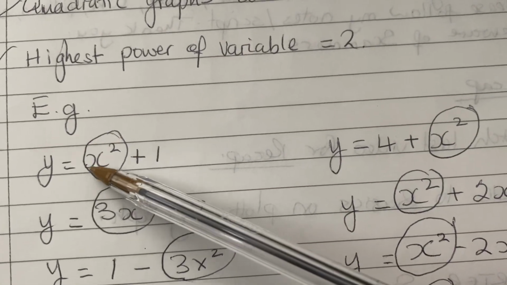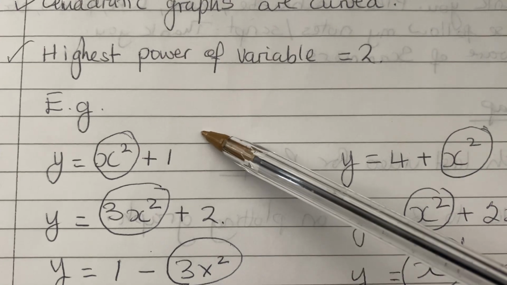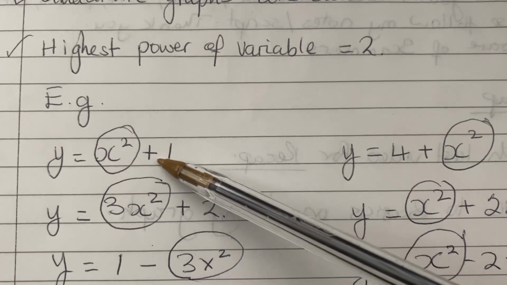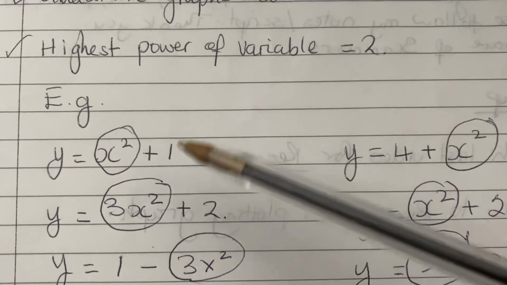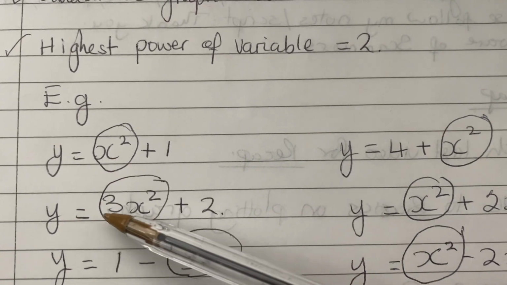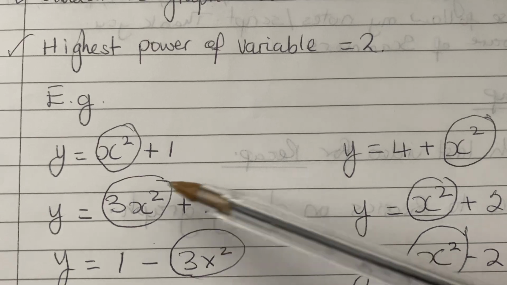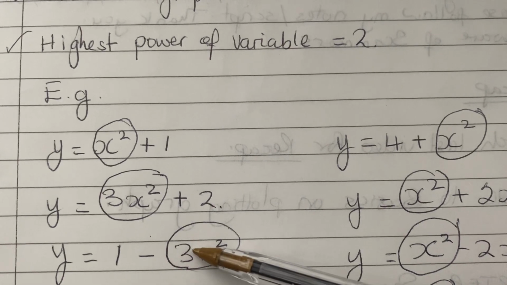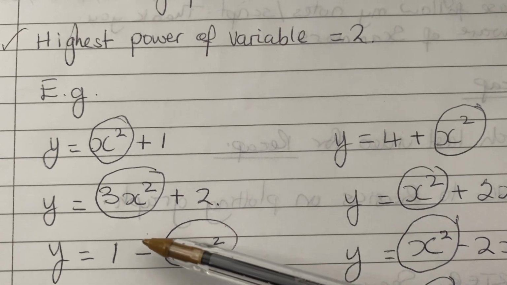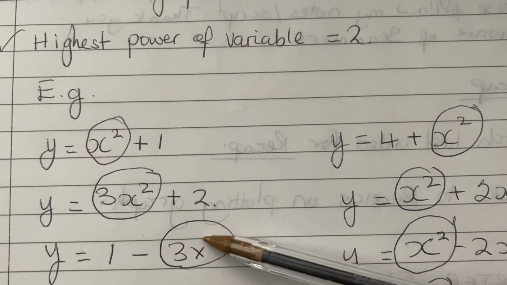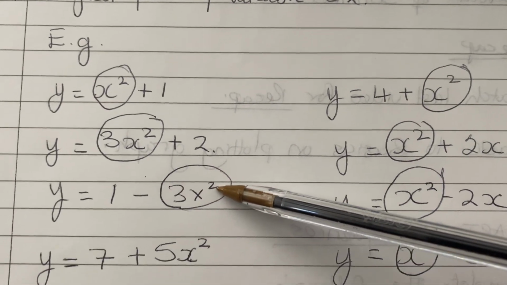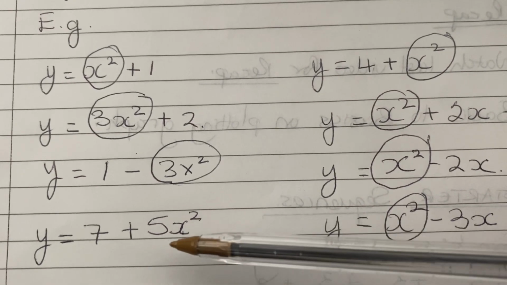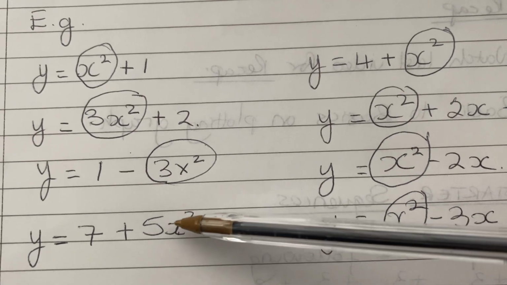So you have, like, y equals x squared plus 1. So that would be this thing. Immediately it is x plus 1, then it's linear, which we discussed in the last video. y equals 3x squared plus 2, quadratic. y equals 1 minus 3x squared. Even though the minus is affecting the x squared, it's still quadratic. y equals 7 plus 5x squared. So you can still have 5x squared plus 7.